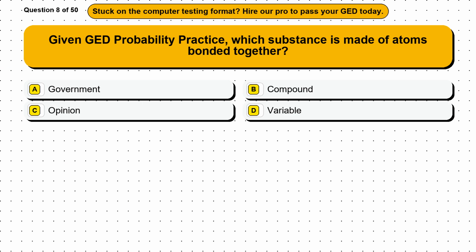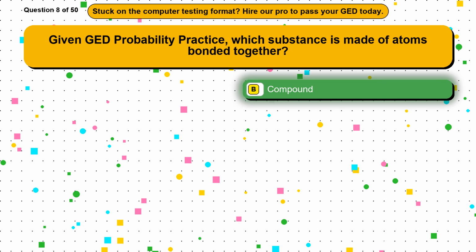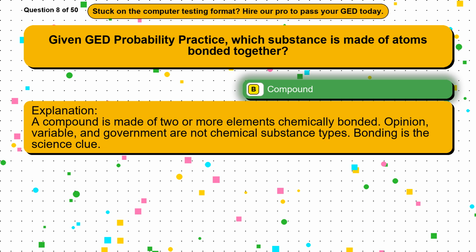Question 8. Given GED Probability Practice, which substance is made of atoms bonded together? Option A, government. Option B, compound. Option C, opinion. Option D, variable. The correct answer is option B, compound. A compound is made of two or more elements chemically bonded. Opinion, variable, and government are not chemical substance types. Bonding is the science clue.